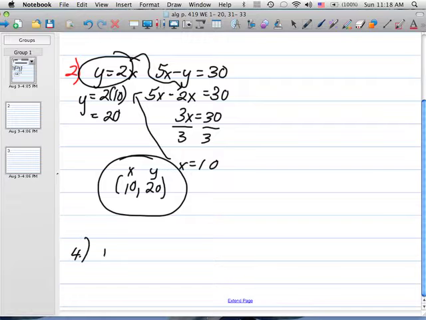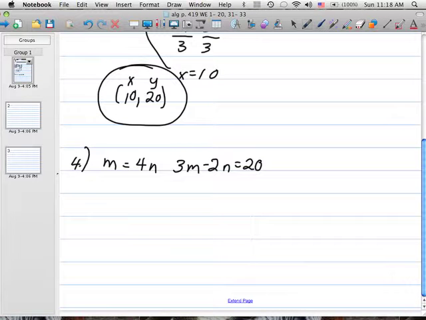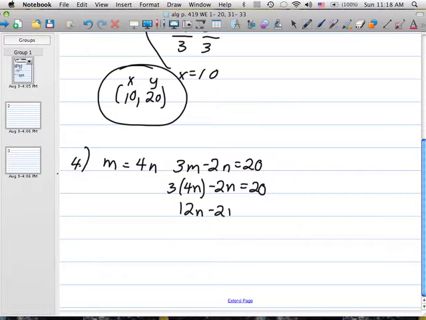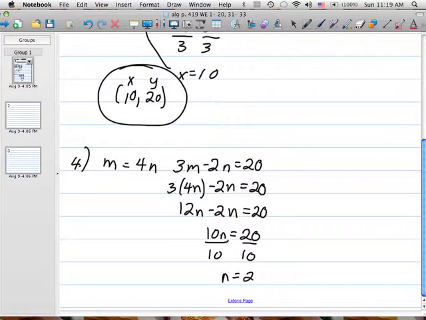Problem number 4, we have m equals 4n and 3m minus 2n equals 20 is the other equation in our system. This one's already solved for one variable, so we're going to plug it in, substitute it in here. So where I see m, I'm going to put 4n. Multiply, I get 12n minus 2n equals 20. Collecting like terms, 10n equals 20. Divide by 10, and I have n equals 2.